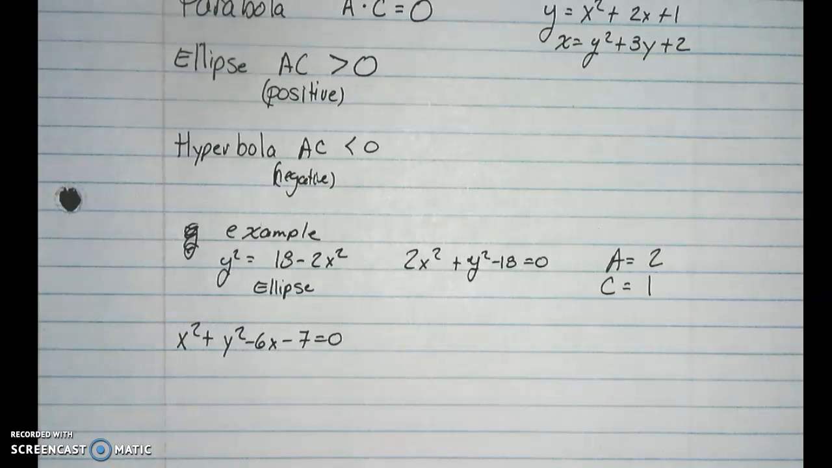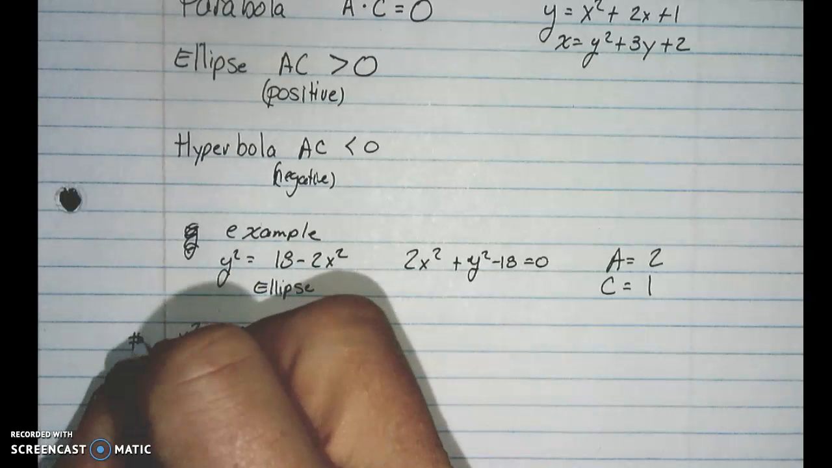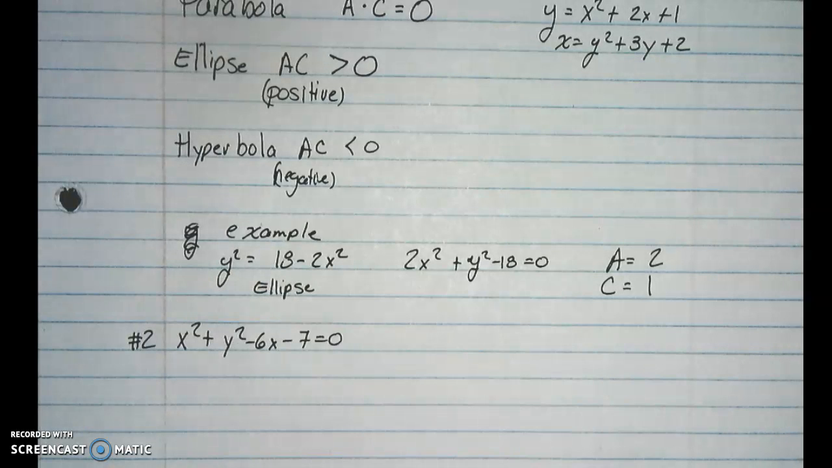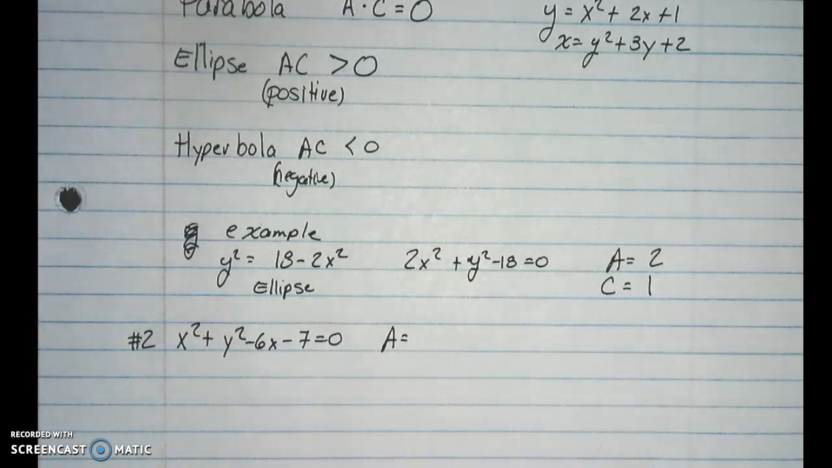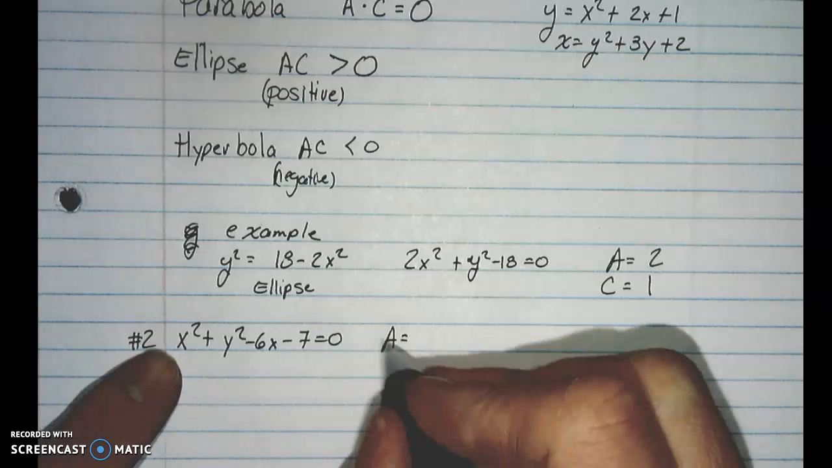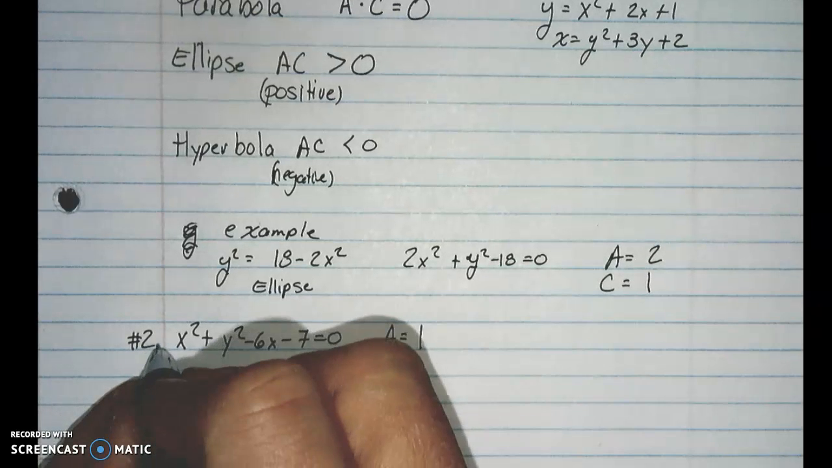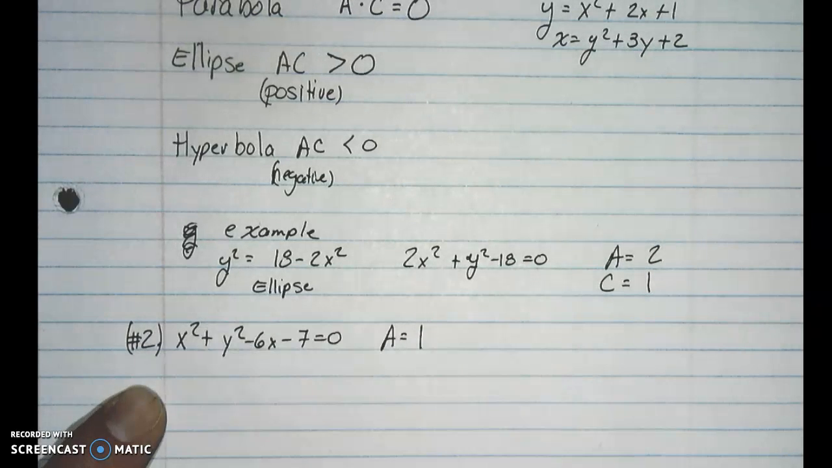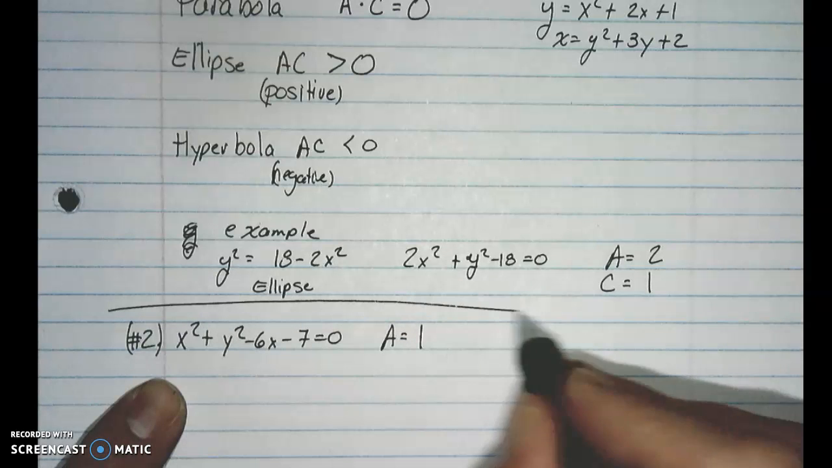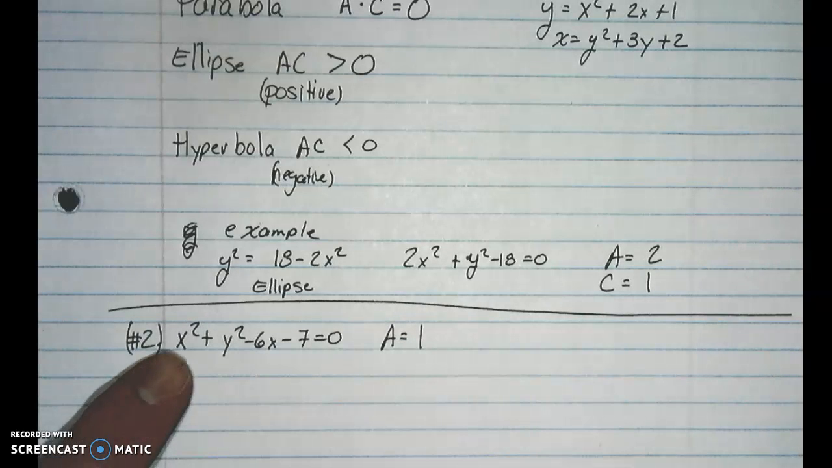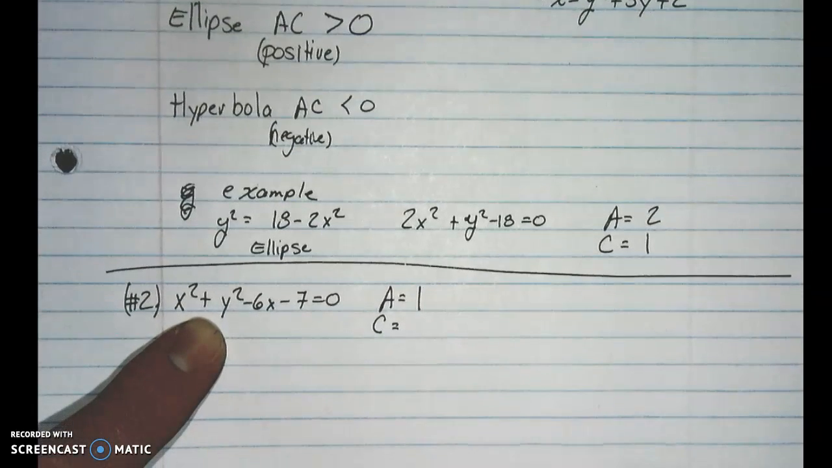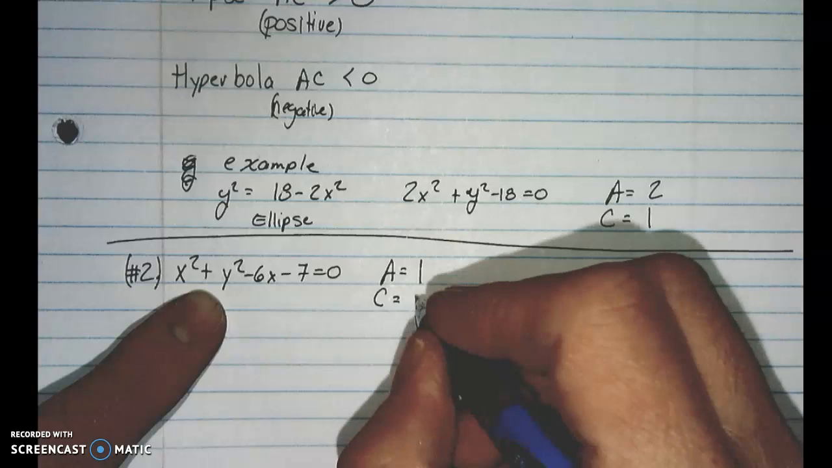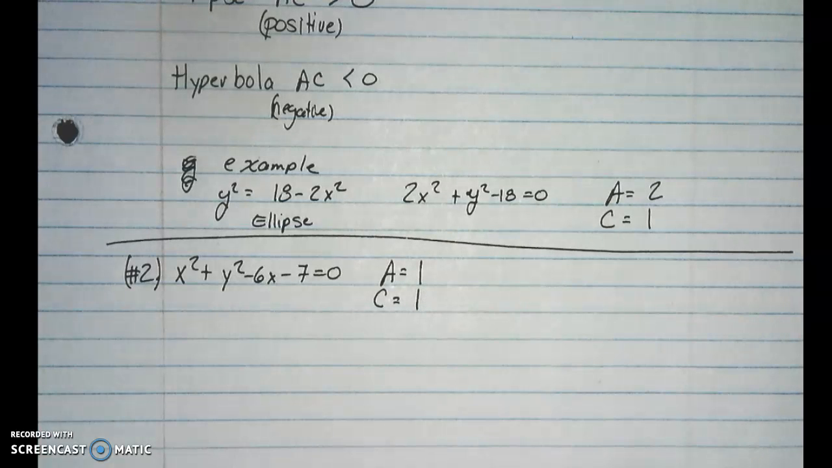So I'll just set, this is number 2. So maybe this will help out. What's A equal to? 1, right? Sorry, we're doing a new one. What's my C? 1. A and C equal each other, therefore it is a circle.